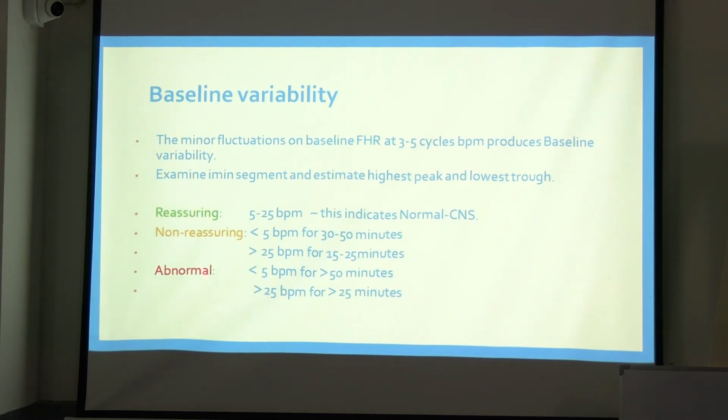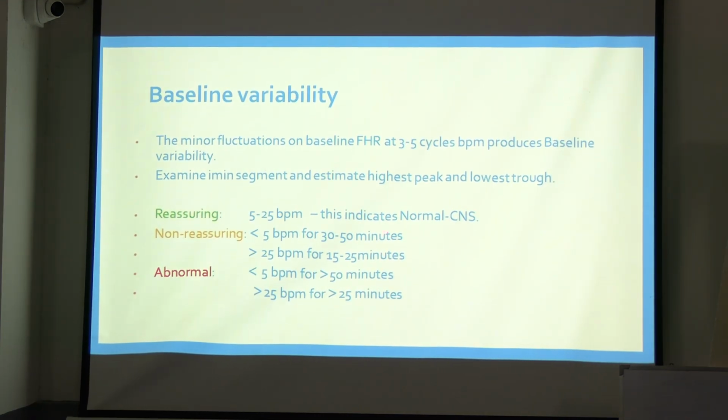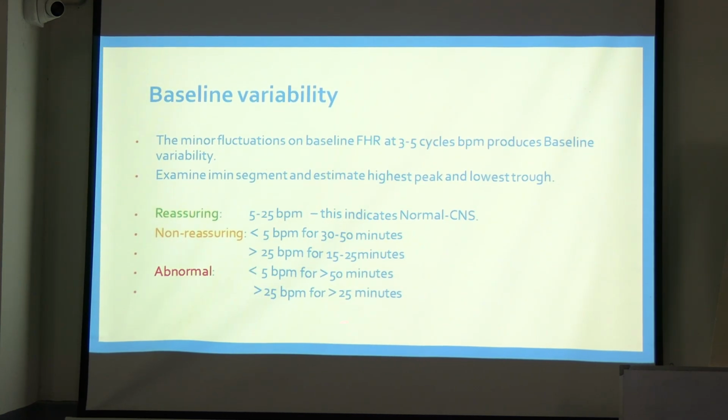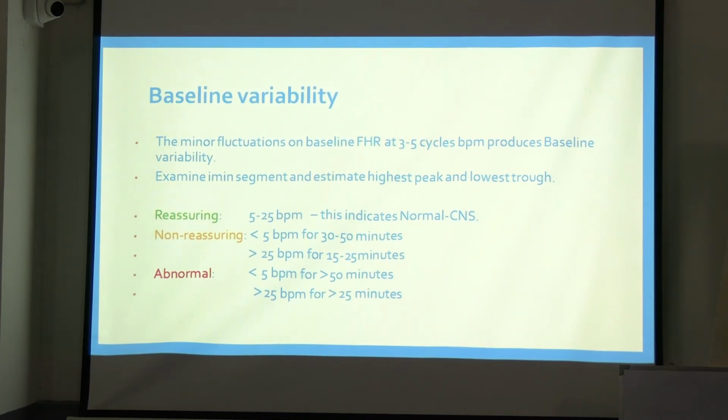Okay. Abnormal means if fetal heart rate variability is less than 5 beats per minute lasting for more than 50 minutes, or variability is more than 25 beats per minute for less time. Means if variability is less and lasting for more time, it is dangerous, and if variability is more, it lasts for less time compared to this, but as such variability of 25 beats per minute is dangerous. So that's why it comes under abnormal.